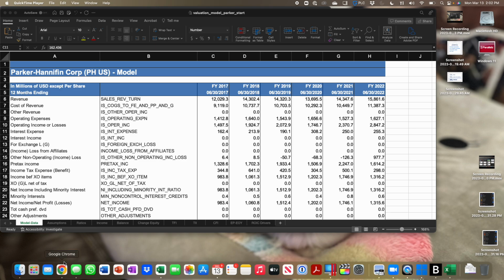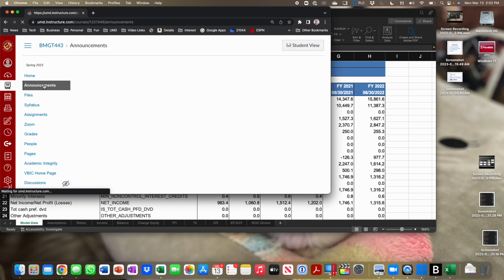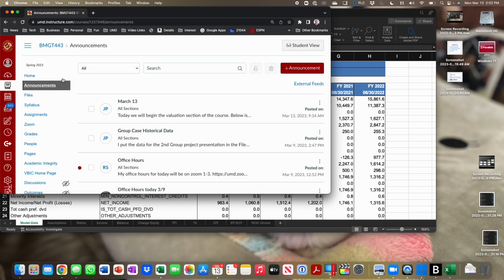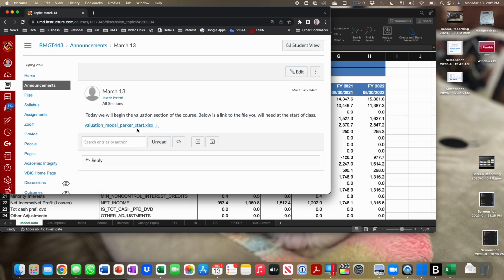So what you're going to need is in the assignments folder, the files folder. I made an announcement about this today. You're going to need to go to the Parker folder and basically download this file, valuation model Parker start.xlsx, and have that in front of you here in just a couple minutes. Okay, so this is the beginning of the Excel valuation model that's reusable.